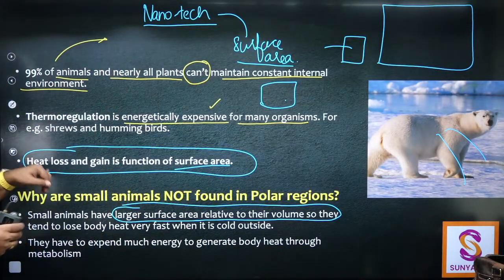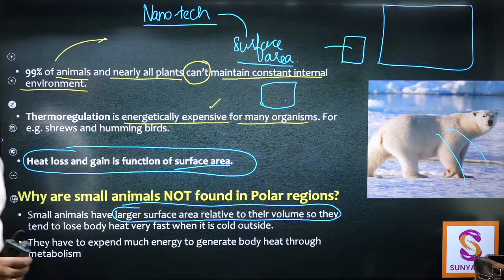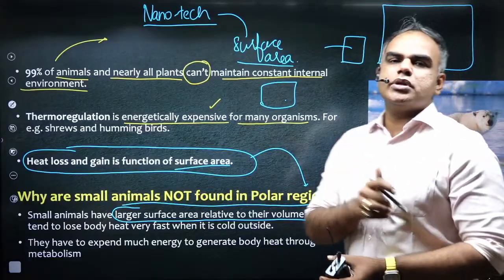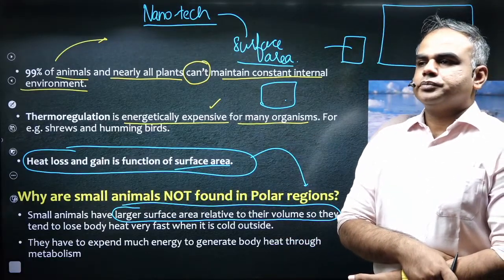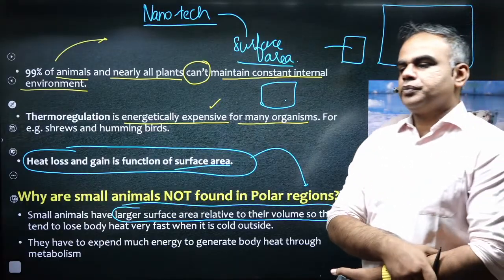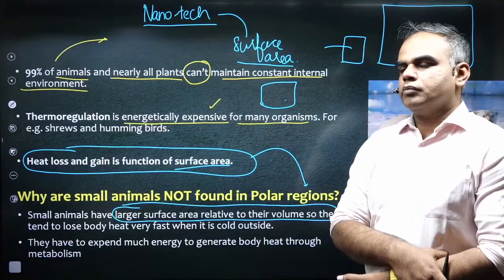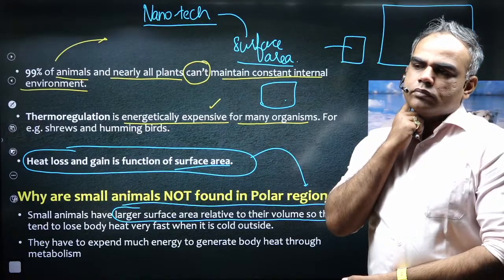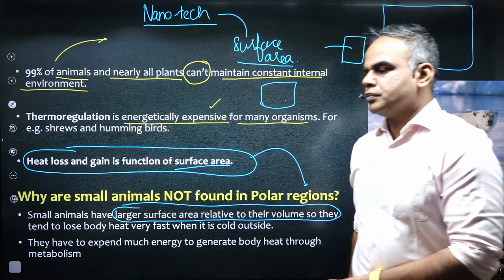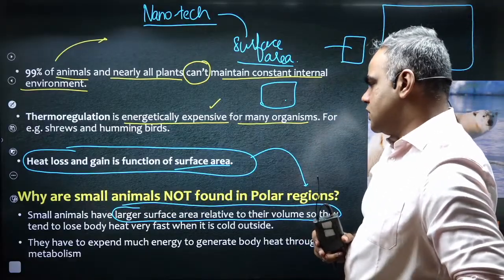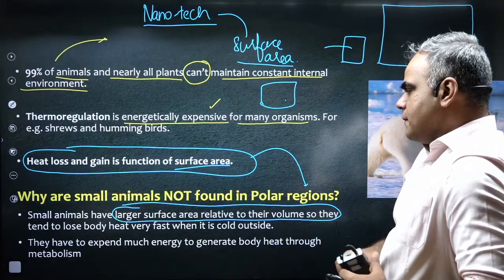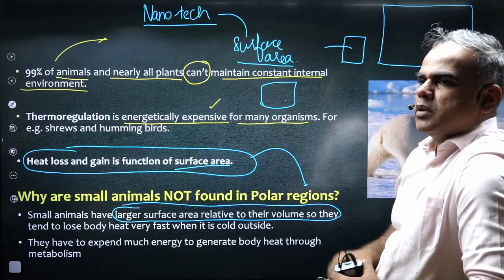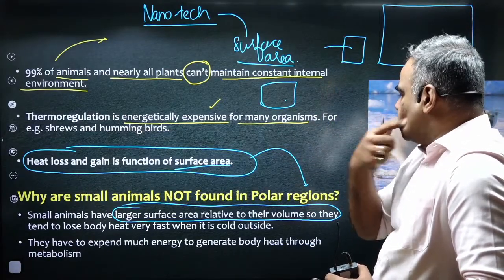And this line, that heat loss and gain is a function of surface area. A question will be made from this line: why small animals are not found in polar regions. Heat loss and heat gain are related to this, right? Now just draw a graph, or you can add a line about small animals, because when we continue in the next one, I'll give you more examples.